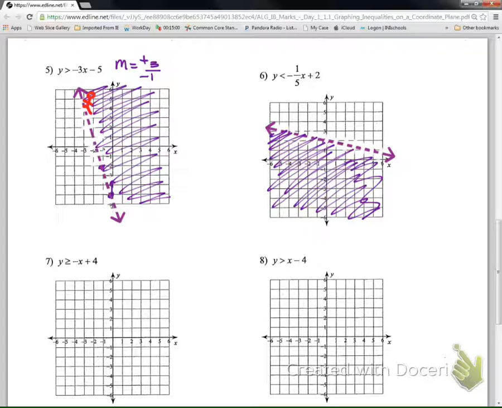Number 7, you plot the y-intercept of +4. Our slope is, you see next to x, you see just a negative sign there. That means -1/1. So you go down 1 and to the right 1. Connect your points with a straight line. Because it has the or equal to sign underneath the inequality, you keep that line solid. And because it's greater than, that means as we go up on our y-axis, this is the area that needs to be shaded.